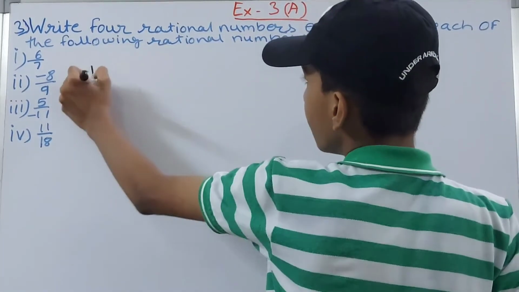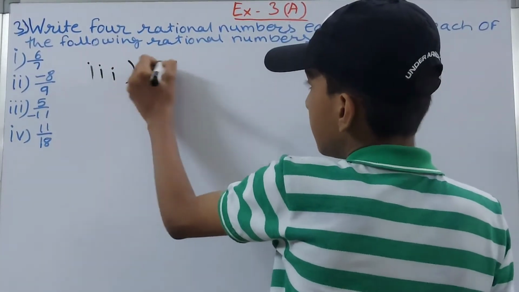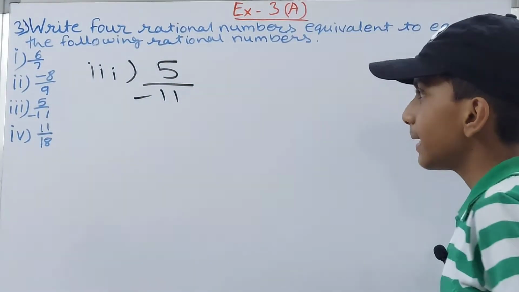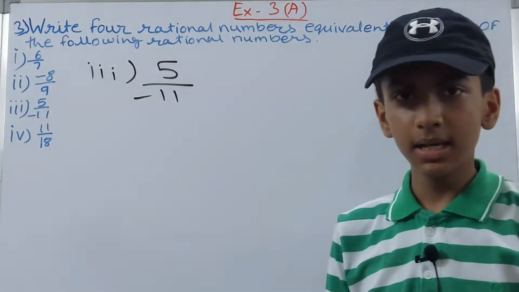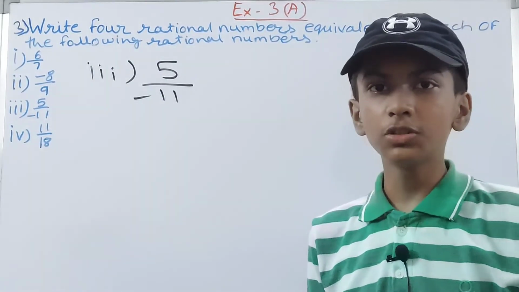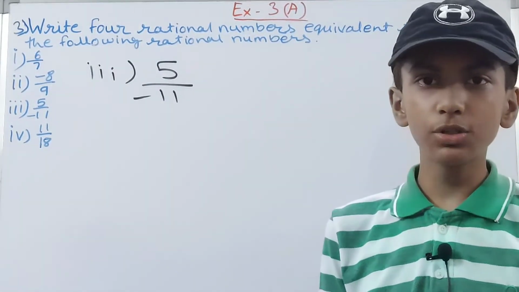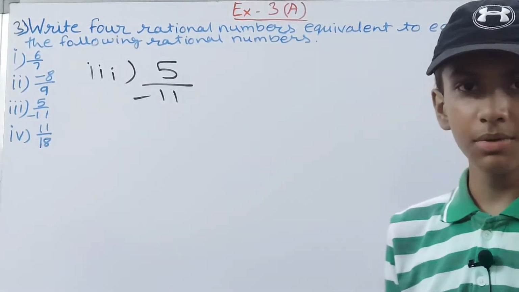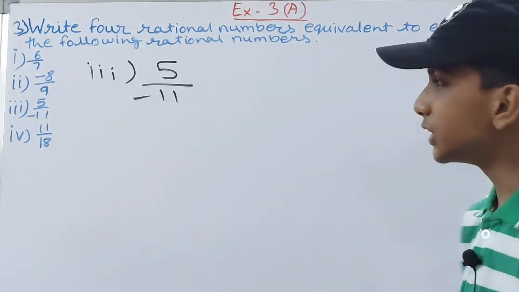Now the third part, it's 5 upon minus 11. You can see that the denominator has a minus sign, so no need to replace that. You will let it be as it is, because we don't convert the fraction to standard form while we are making equivalent fractions. So this is a rational number and let it be like that only, don't touch it.